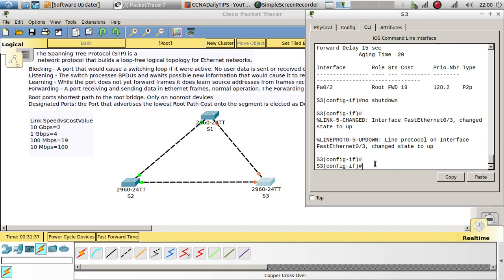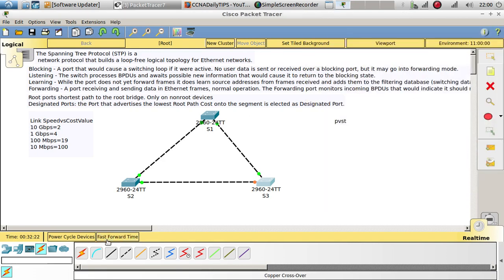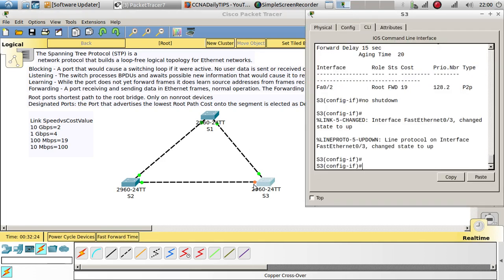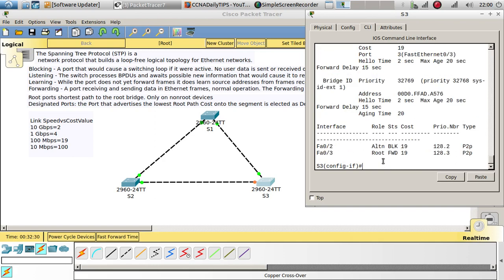Spanning tree sends a BPDU frame every 2 seconds. So every 2 seconds it's sending packets on that same link, making sure that the link is still up. Okay, and that's why it happens so fast. And you can see right now the link came back up, and this one became the blocking state, and 03 became the root port, which is the closest one to the root bridge.